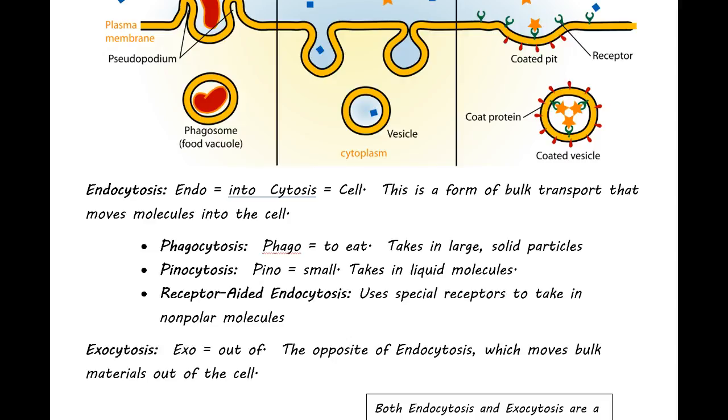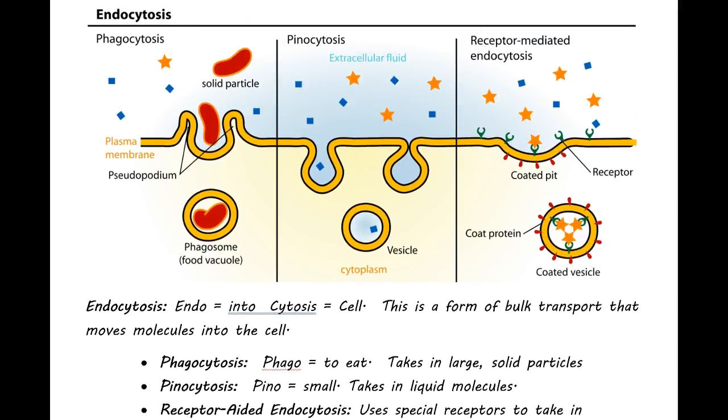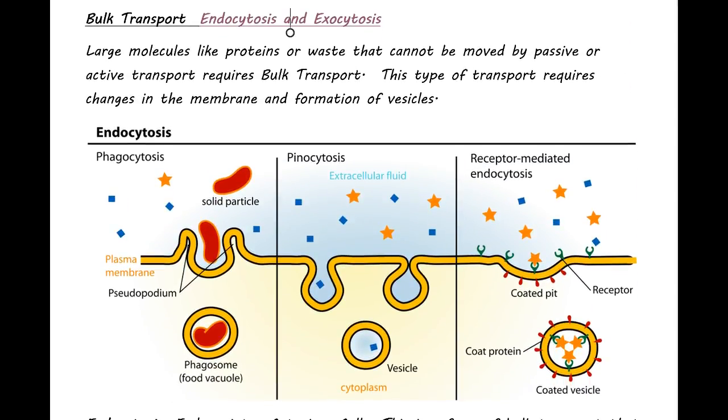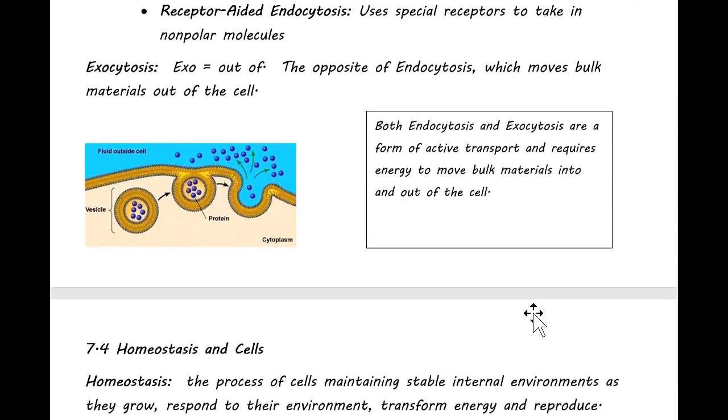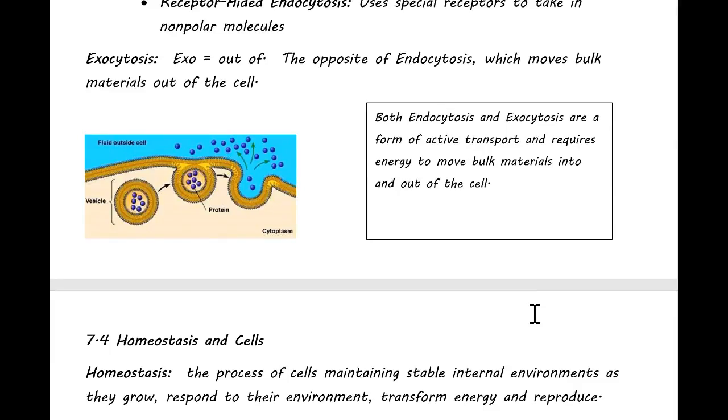This is 7.3 and 7.4, and we were talking about bulk transport with endocytosis. Just a brief review: endocytosis has three different kinds. Phagocytosis, which takes in solid particles, pinocytosis, which takes in liquid particles, and receptor-mediated, which takes in nonpolar molecules. This screencast is going to be our conclusion to the chapter as well. So that means test.